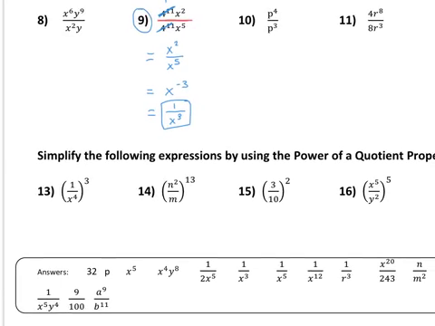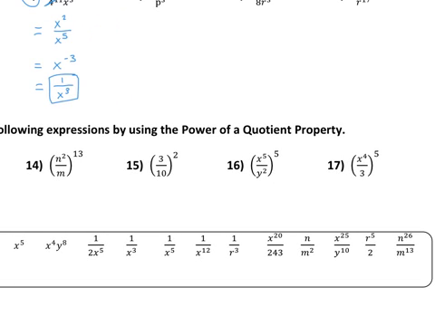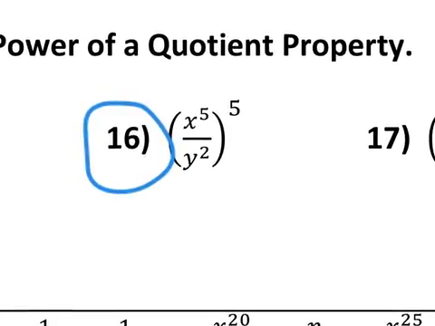All right, let's look at a couple more. Let's take a look at 16. Just like when we raised a product to a different power and distributed that power into both numbers, we do that as well on our quotient rule. So what we want to do here is take this 5 that's outside and distribute it to both of the terms. By distribute it, I mean multiply the exponents together.